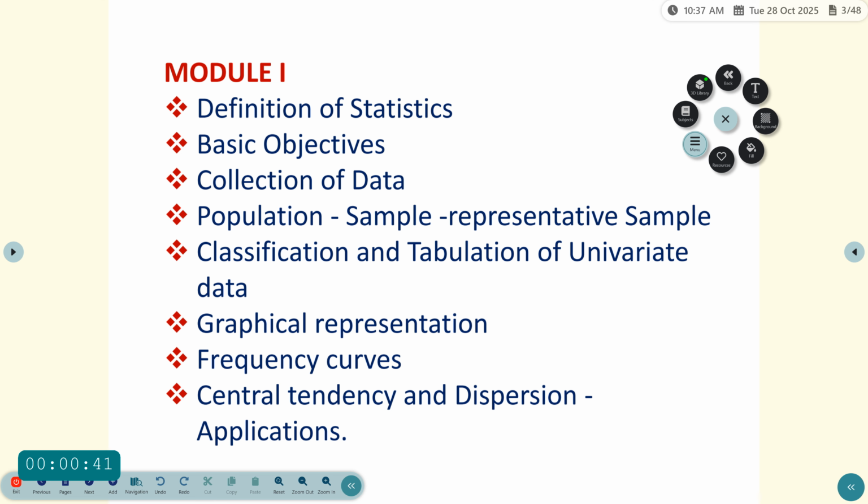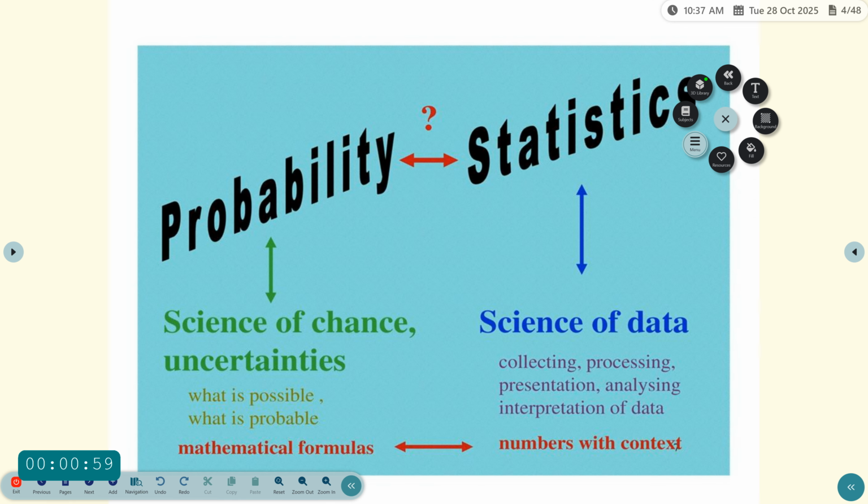Under Module 1, we have some important topics: definition of statistics, basic objectives, collection of data, population, sample, representative sample, classification and tabulation of data, graphical representation, frequency curve, and the most important topic, measures of central tendency and dispersion. Let us discuss one by one.